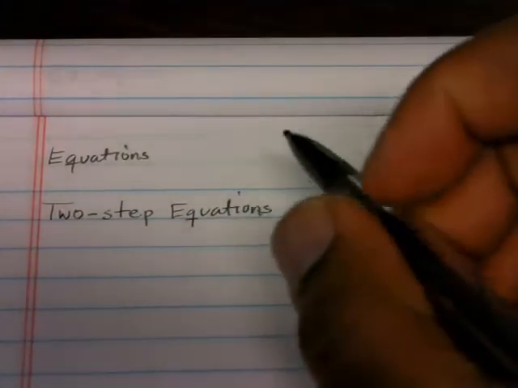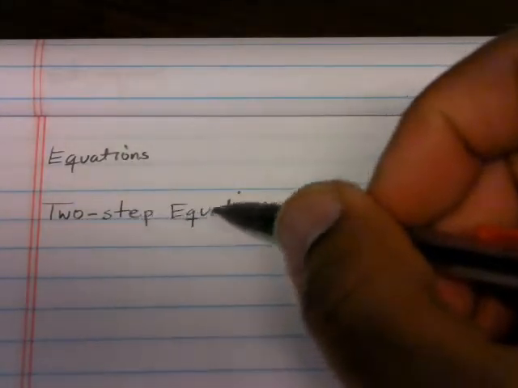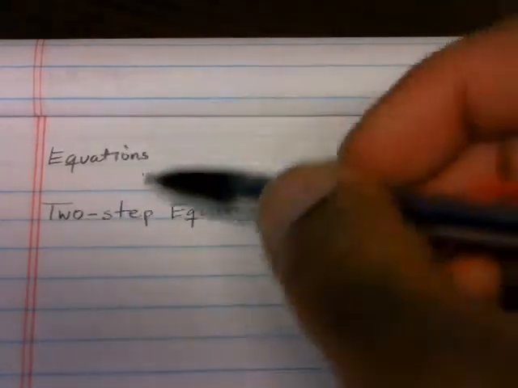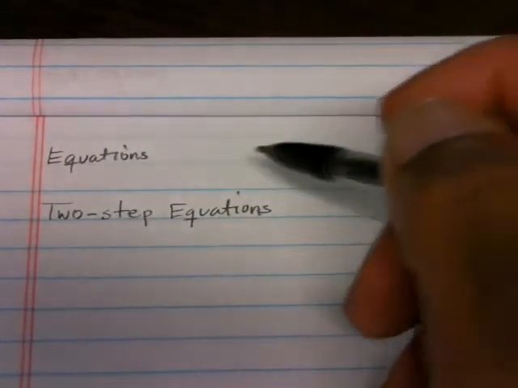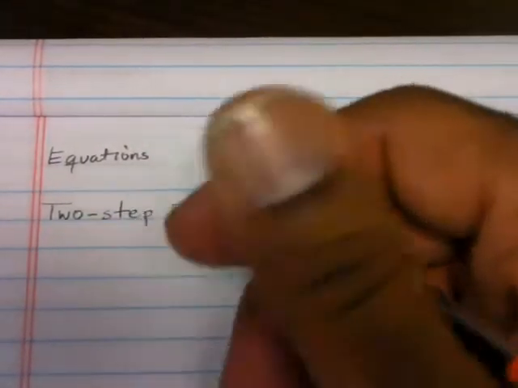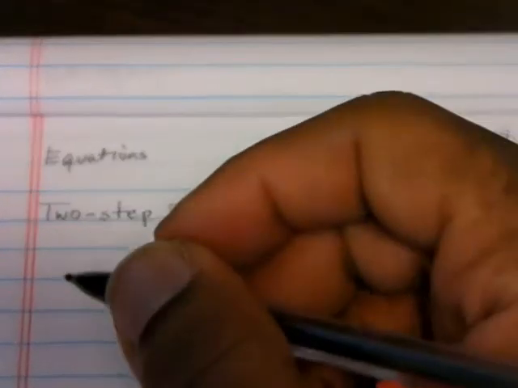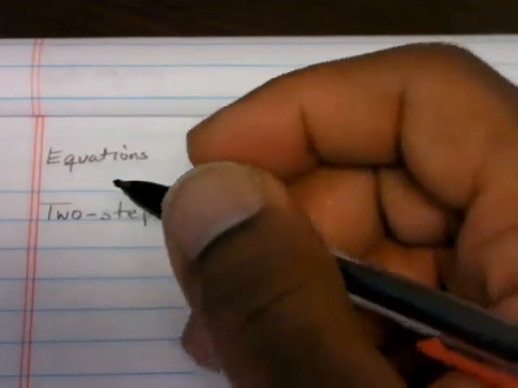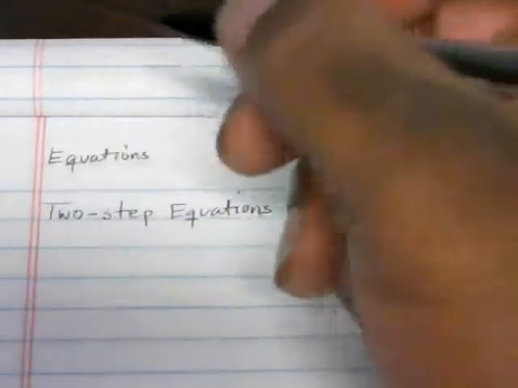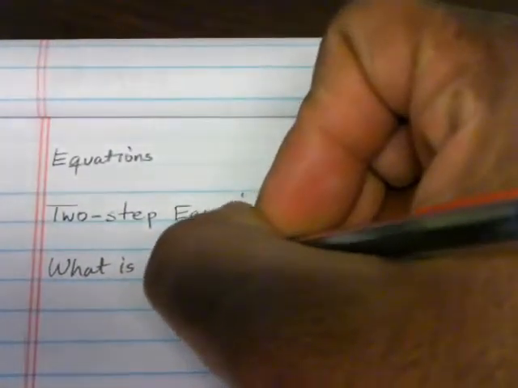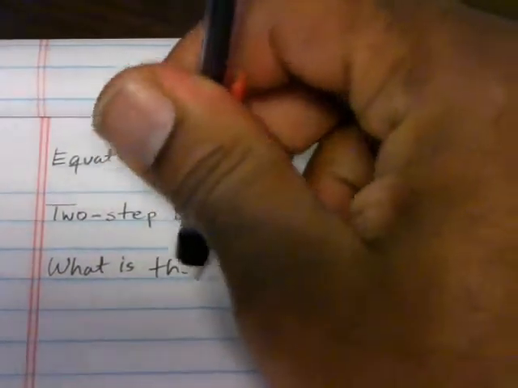Now, solving equations that require a two-step process, or what we look at as two-step equations, these are equations that have a combination of more than one operation to solve. For example, let's start with this. What is the value of x?